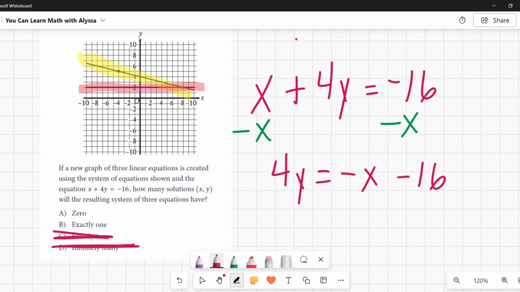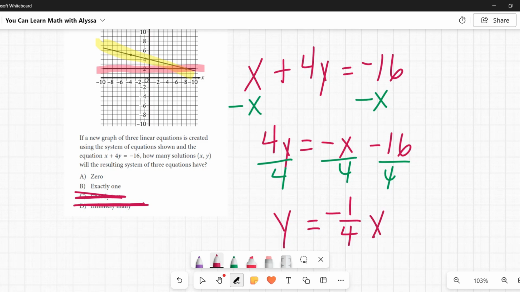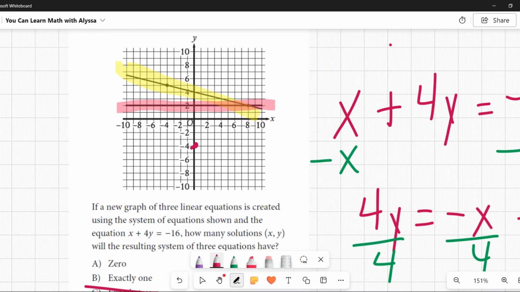I'm going to divide everything by 4 to get rid of that 4. And that is going to give me y equals negative x over 4, or negative 1/4 x. Negative 16 divided by 4 is negative 4. All right, so I've got a line that has a y-intercept of negative 4, and the slope is negative 1/4. So I know, even before I draw anything, it's not going up here because it has a negative slope. If you're going left to right, like how we read in English, and it's going down, that's negative.